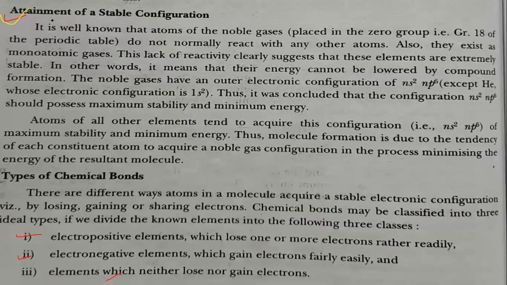So, what is one more reason? It is the attainment of stable configuration. When the two atoms get attracted towards each other and get bonded to each other, they form a stable electronic configuration, meaning they complete their octet. And that is a very important reason for the formation of bond. What types of chemical bond are there? The electropositive element which loses one or more electrons can form a bond, then the electronegative element which gains electrons fairly easily, and the third one is the element which neither loses nor gains the electron.